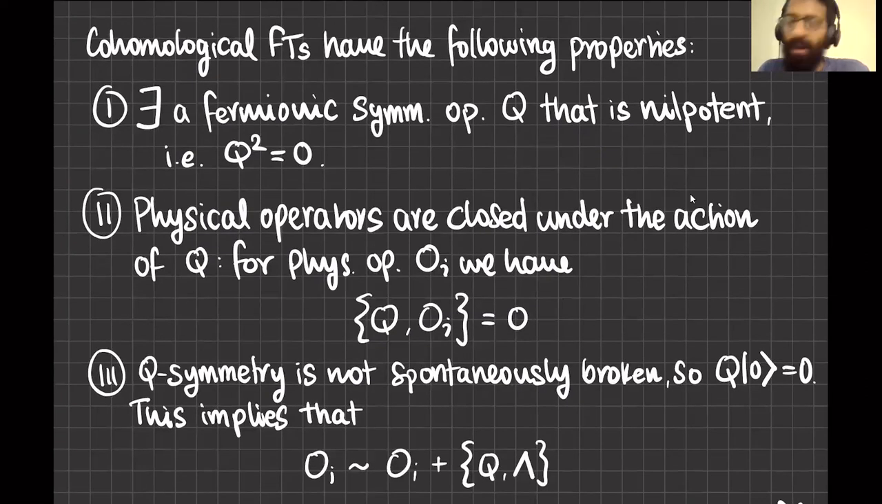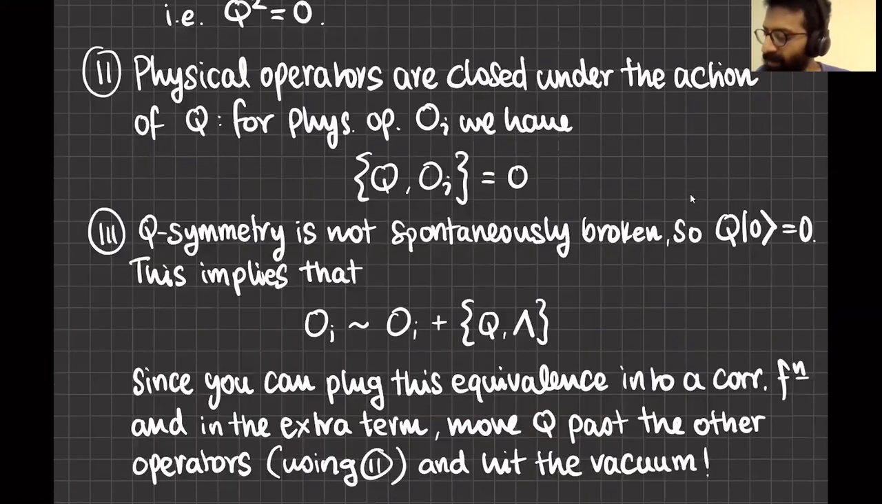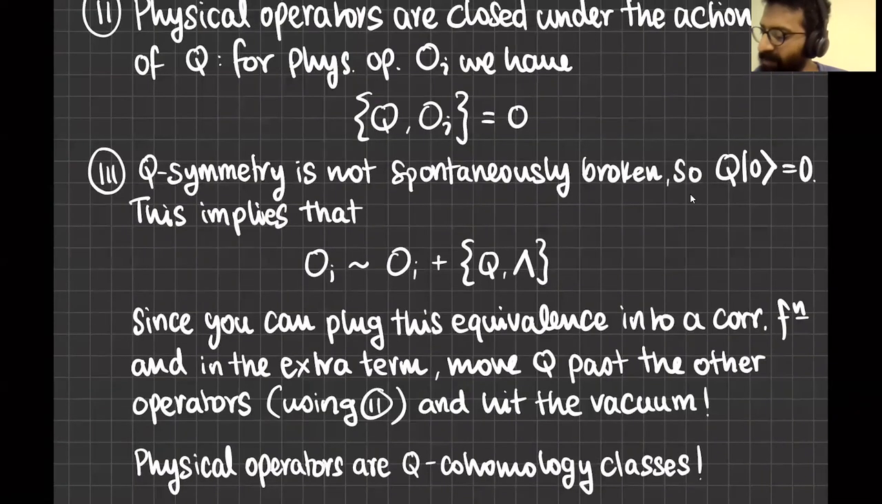Or well, almost. Q symmetry is not spontaneously broken, so Q has to annihilate the vacuum. The fermionic symmetry that we introduced has to annihilate the vacuum. Now, this is the interesting point: when I require that Q symmetry is not spontaneously broken, so that it annihilates the vacuum, what this implies is that any physical operator OI is equivalent to OI plus Q acting on some lambda, some other operator. The reason for this is that, as you can easily check, if I act with Q on this, I have to do Q acting on both these terms, and Q squares to 0, so this term goes to 0. So the point is that you can plug this equivalence into a correlation function, and you'll have an extra term coming from this.